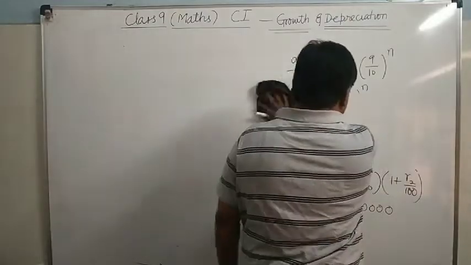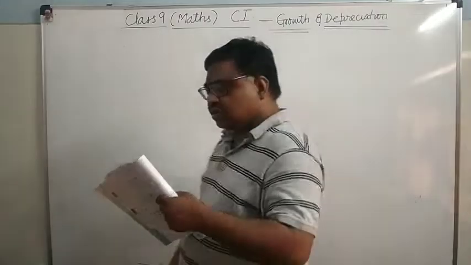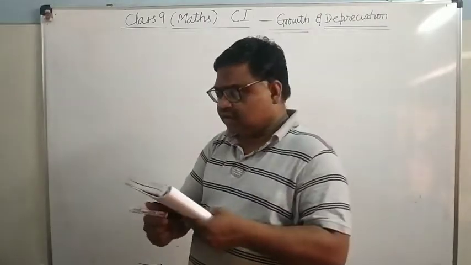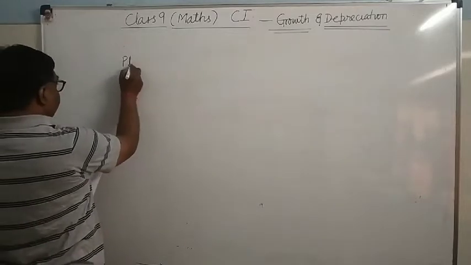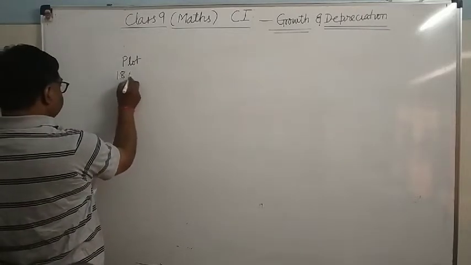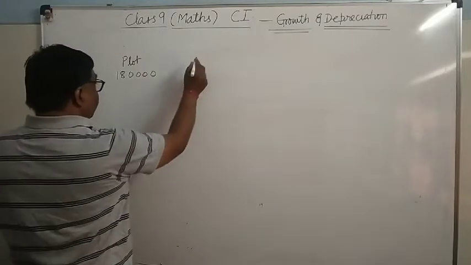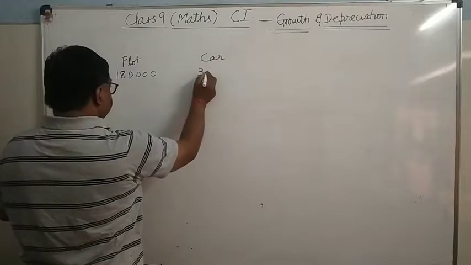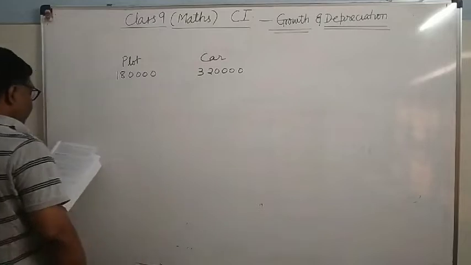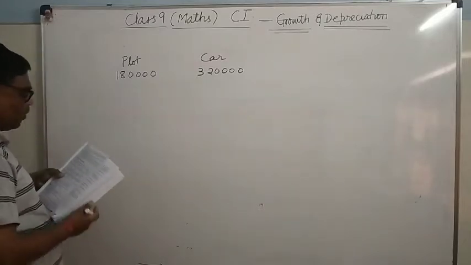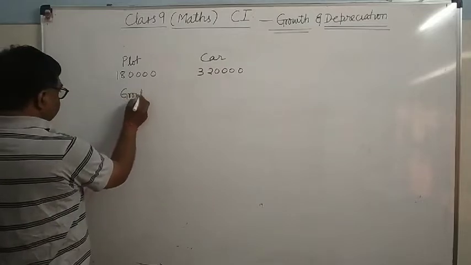Now all of you see question number 14. Mr. Durrani bought a plot of land for rupees 1,80,000. Means the plot he has purchased at rupees 1,80,000, and a car for rupees 3,20,000. At the same time, the value of the plot of land is growing. It is growth.